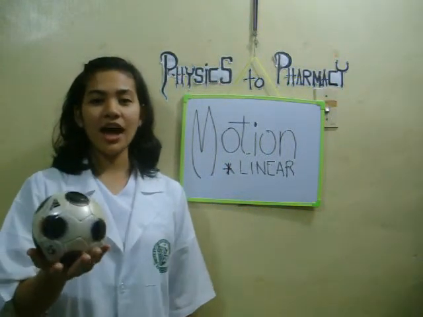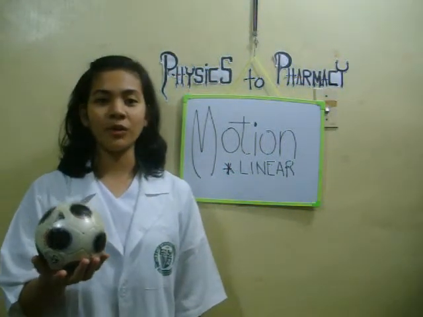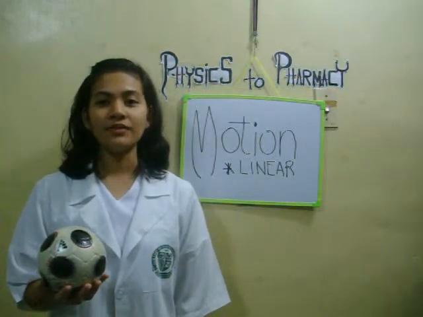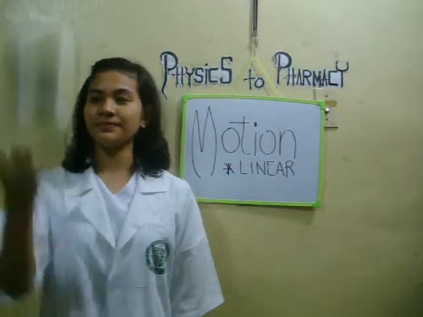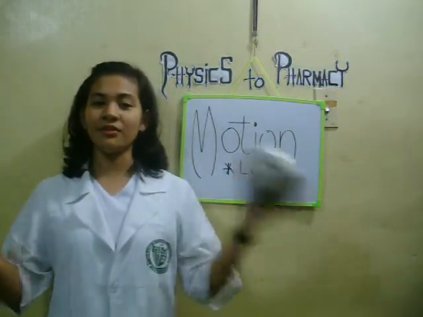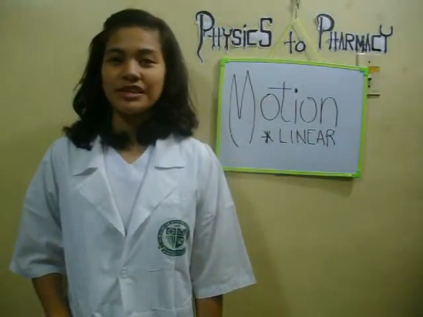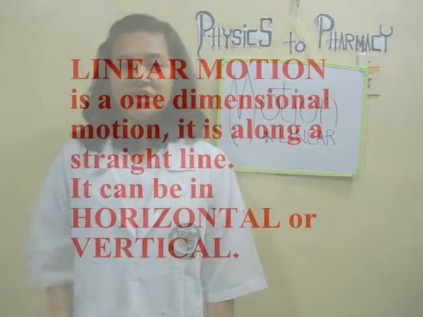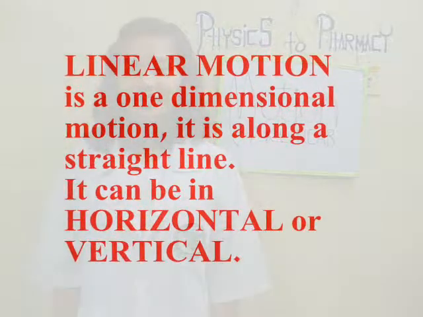I have a ball. How can we say that this ball I am holding right now will be in linear motion if I throw it? Simple. If this ball will move like this, vertical pathway or horizontal pathway, it exhibits linear motion. In other words, linear motion is a one-dimensional motion. It is along a straight line. It is either vertical or horizontal.